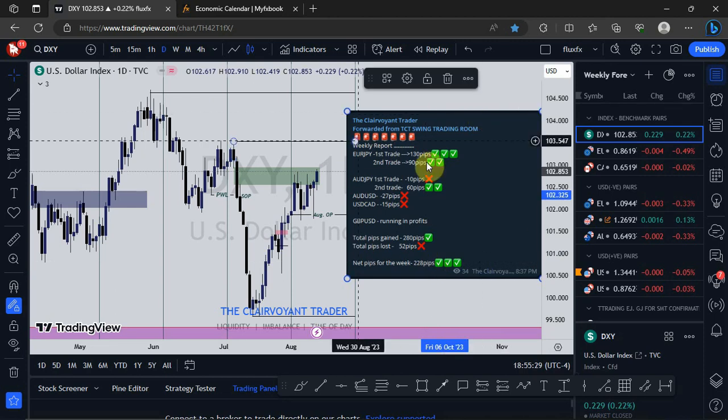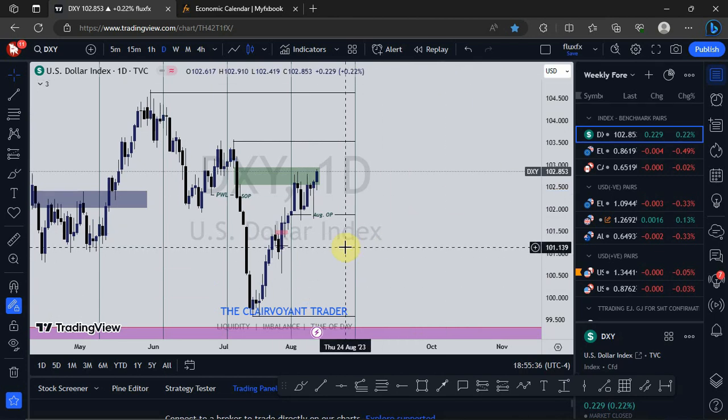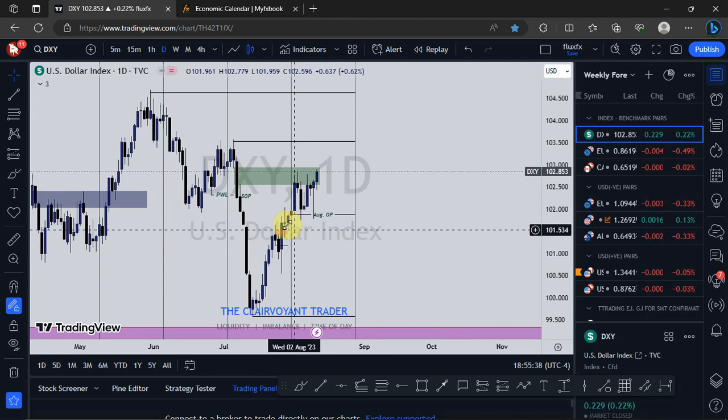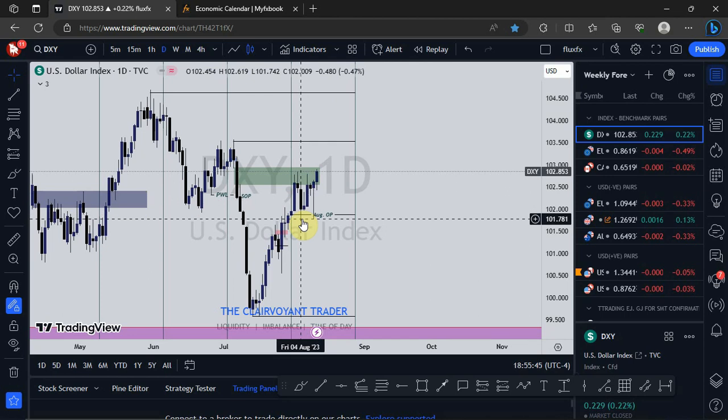That is just that for the weekly reports. Let's now delve into the chart and see what has happened. We start with the dollar index. As you can see, we had the month of August opening, and price traded below the August open, giving us a discount.